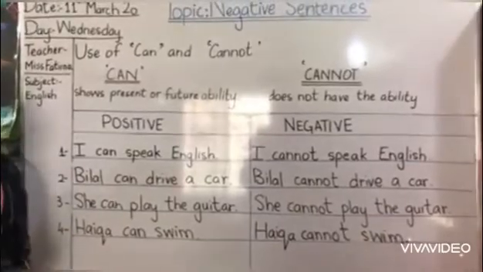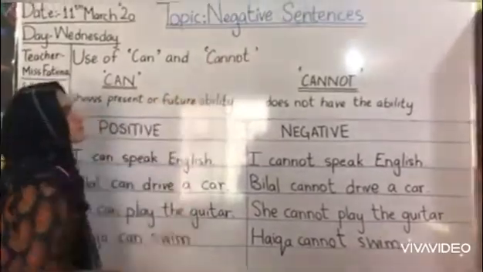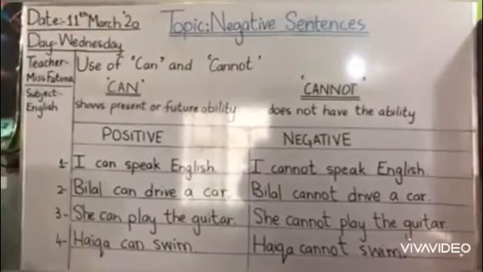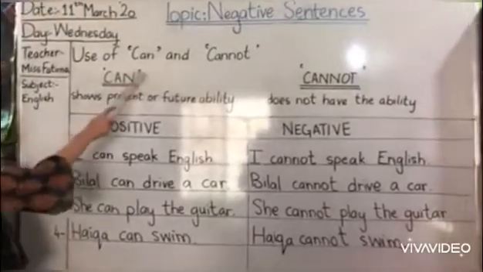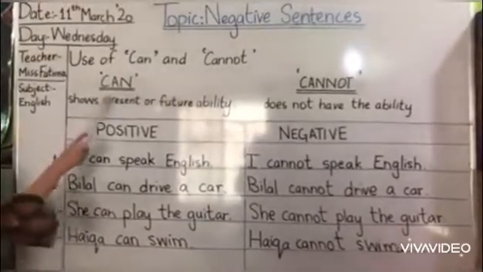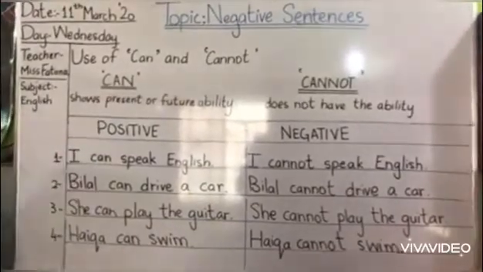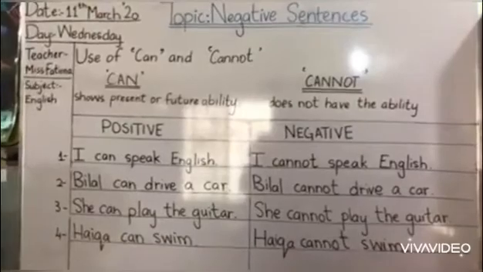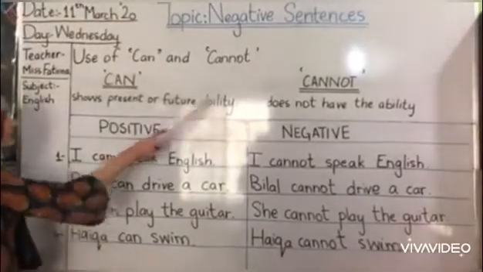Today our topic is negative sentences. In this, we are going to study the use of can and cannot. But first of all, let me tell you what is can and why do we use can. Can is used to show the present or future ability.